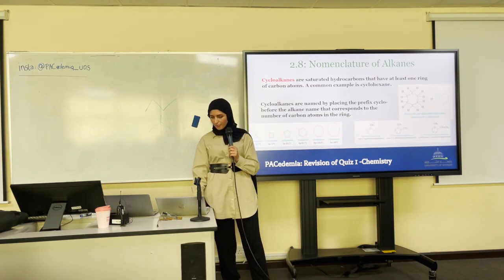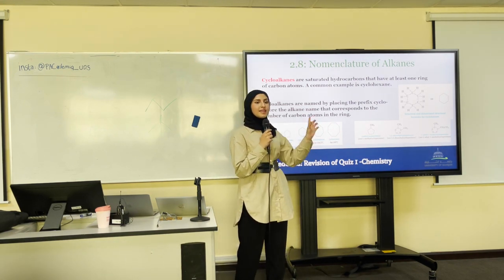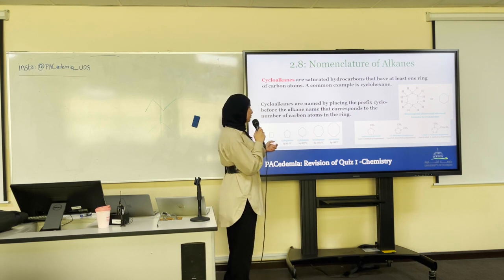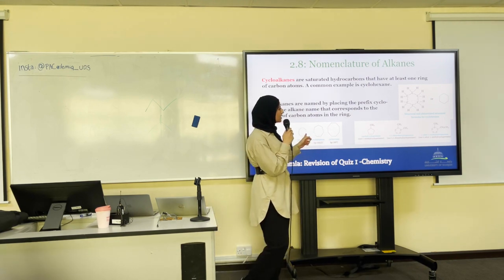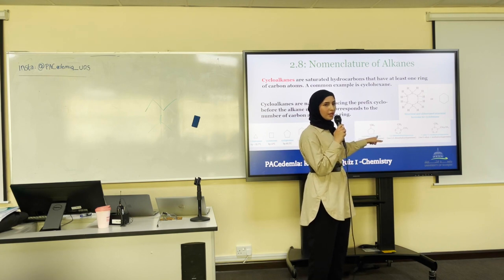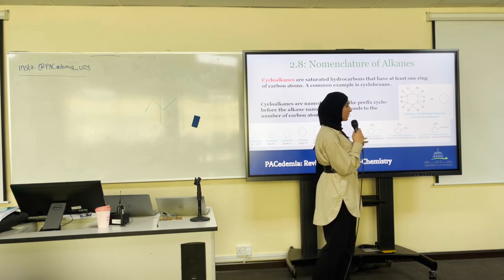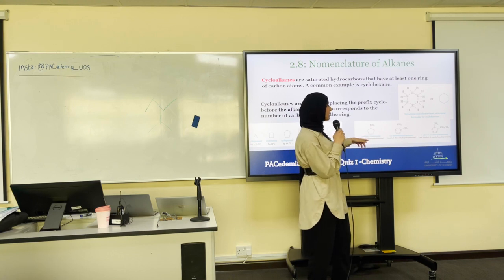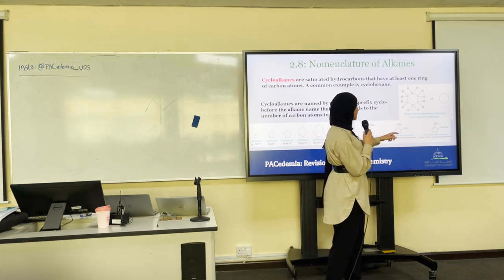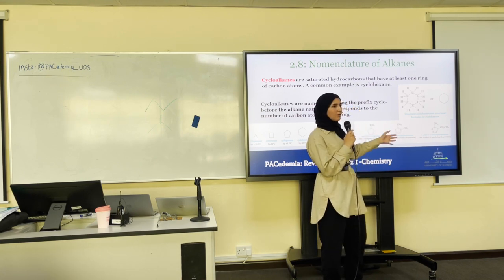So for naming cycloalkanes, we just count the number of carbons and then add cyclo before it. If we have 1, 2, 3, 4, what do we call this? Cyclobutane. If we have 6 carbon atoms, cyclohexane. Exactly. Now if we add a methyl group, what do we call it? This is 5 carbon atoms, so yes, methylcyclopentane. Now if we have 2 branches, we start from one of them if they are close to each other, and then we say 1,2-dimethylcyclopentane. Okay?